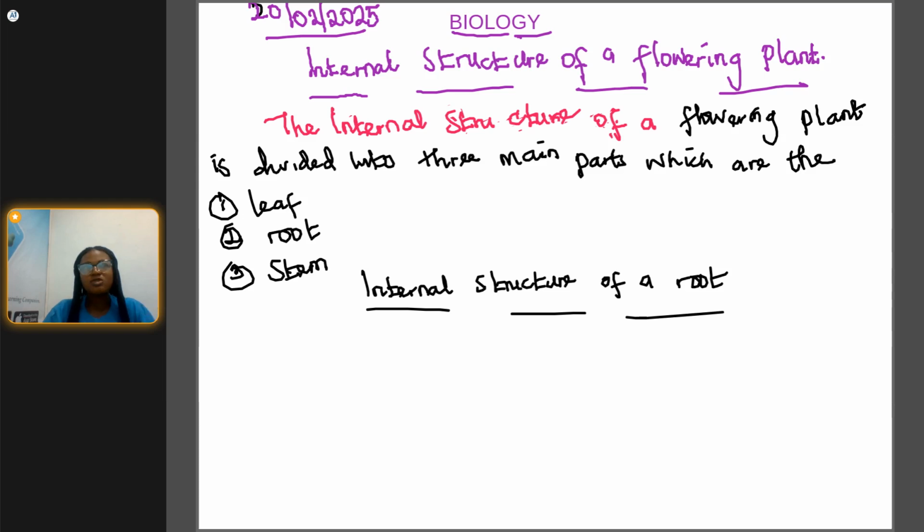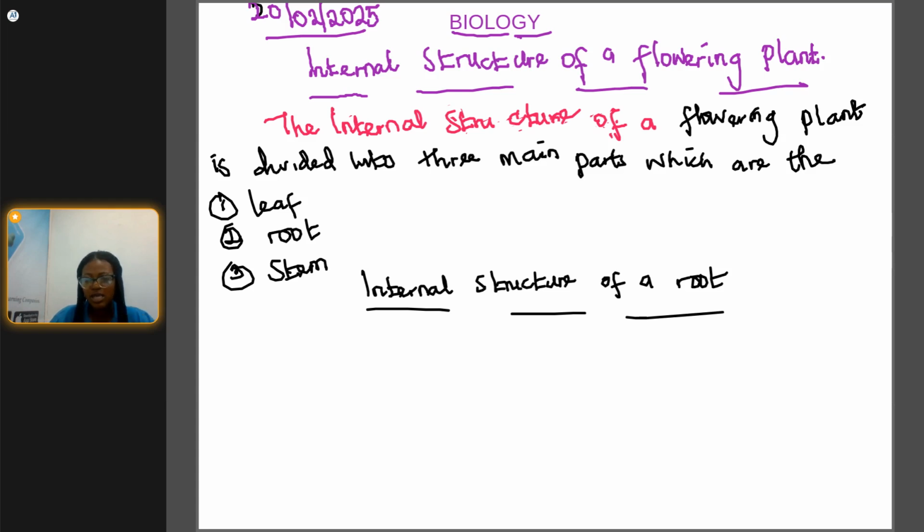The root is the part under the ground, right? So we all know that the root is underground, and what does it do for the whole plant? It absorbs water from the ground and then transports it to the whole plant. It absorbs water and nutrients and then anchors the plant. So that is the major function of the root.